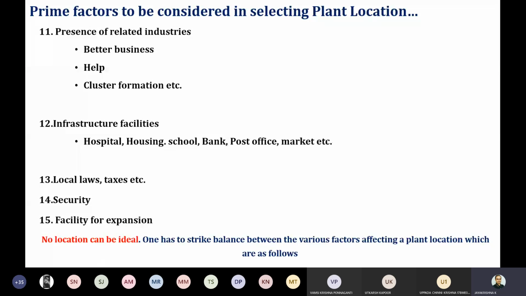Then the local tax, the rules and regulations, the environmental policy, environmental rules to start a business, and other laws should be in favor of the company. Then the security reasons, safety and security of the organization. Then there should always be a facility for expanding. No company will have all these 15 factors put together. It's always difficult to find all 15 factors together, but still a company has to consider all these 15 prime factors to run a business successfully.